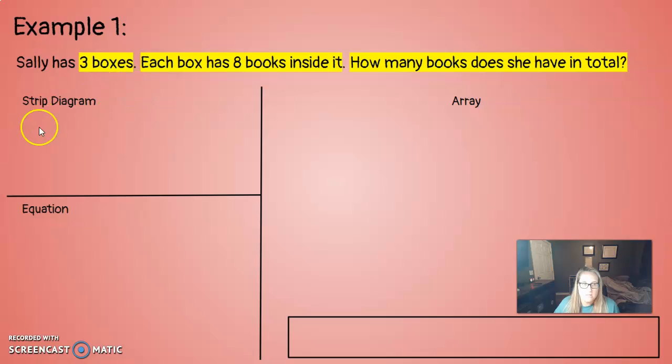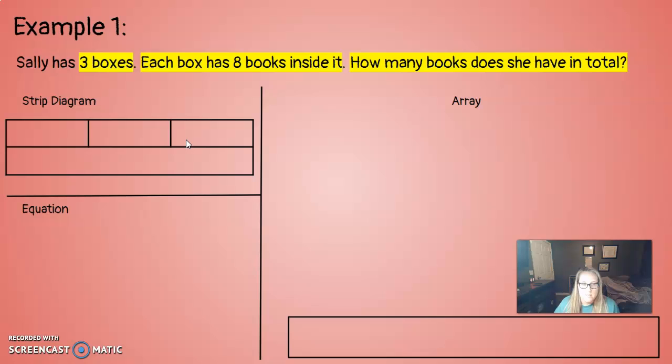Now, the first thing I'm going to do is make a strip diagram. Now, thinking about our vocabulary words, what is a strip diagram? That's right, a strip diagram is a visual that helps us to figure out what we're doing. So let's think about this. I have 3 boxes. There's 8 in each box. And I'm trying to figure out how many books she has in all. So this is what my strip diagram is going to look like. Here are my 3 boxes. 1, 2, 3. How many are going to go inside of each box? If you said 8, you are correct. And I'm still looking for that total number of books.